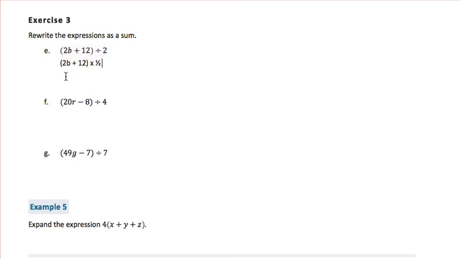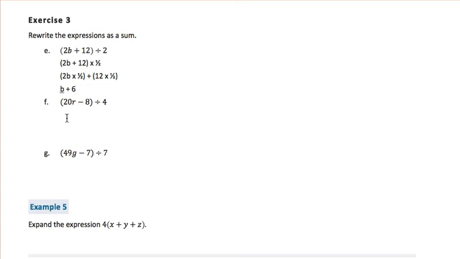Then we'll distribute 2b times 1/2 plus 12 times 1/2. I'll put those in parentheses so that we can see them better and we can work with them better. Then we solve: 2b times 1/2 is 1b, or b, plus 12 times 1/2, which is 6.